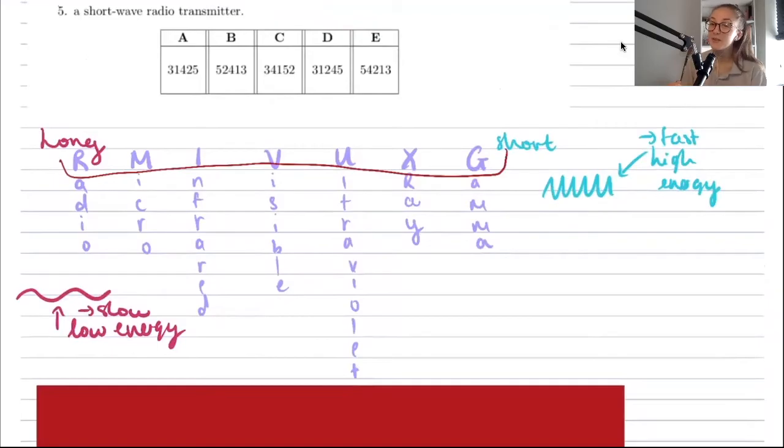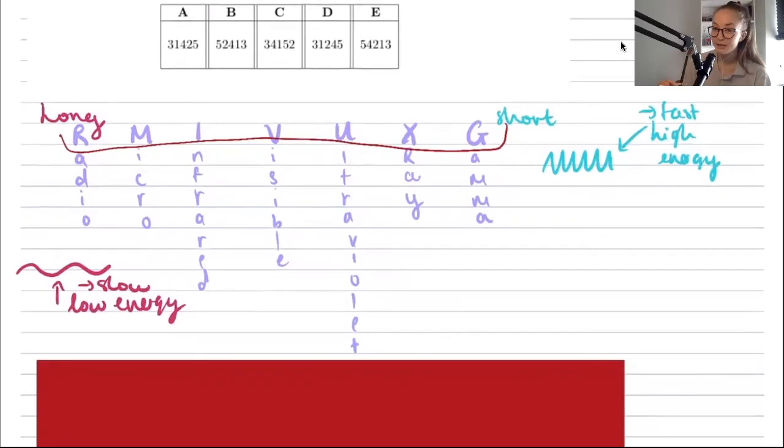And gut tells me that it is in the order of radio, micro, infrared, visible, ultraviolet, X-ray, and gamma. So radio waves, microwaves, infrared waves, visible light, ultraviolet light, X-rays, and gamma rays.